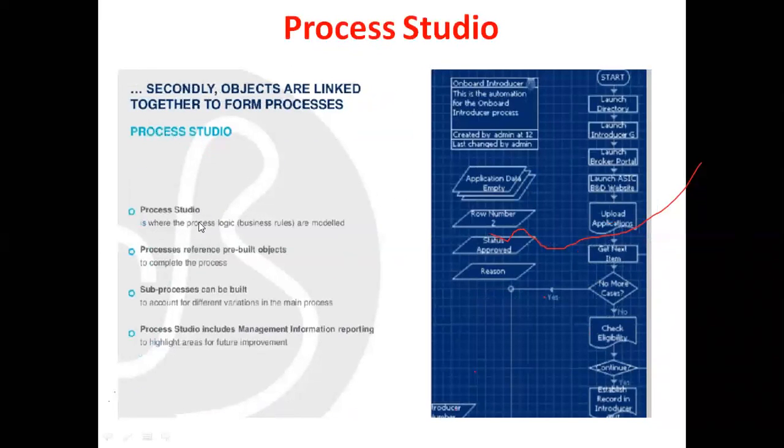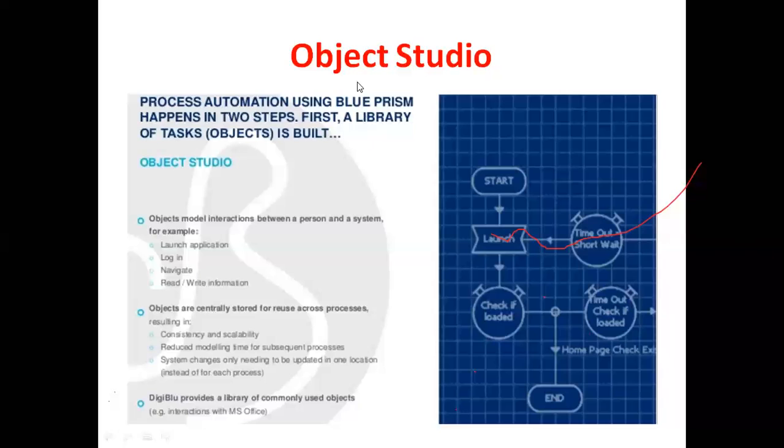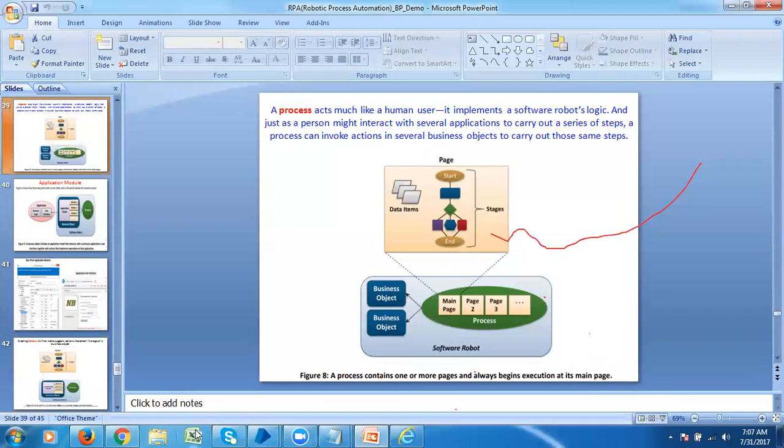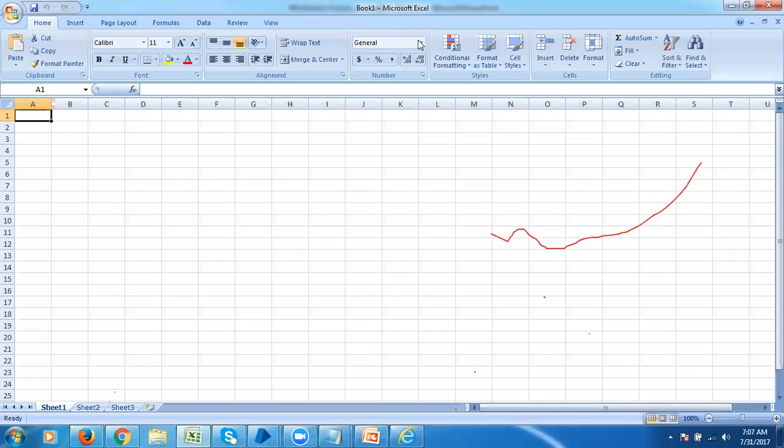Process Studio is used to define the processes. One process is nothing but either one business object or multiple business objects, which you are going to perform. Fine. So I'll just give you a simple example for our process.